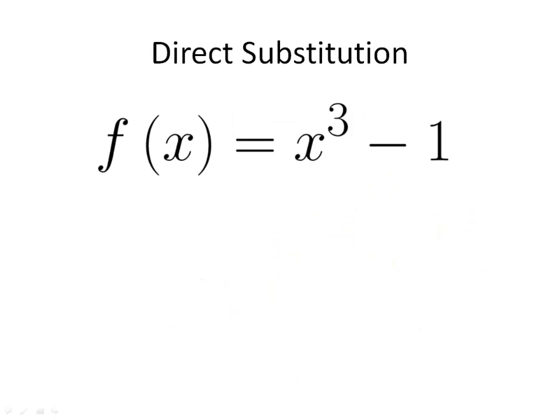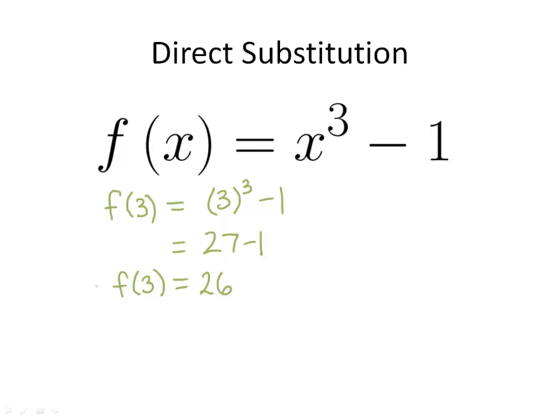Let's consider f of x is equal to x cubed minus 1. If we wanted to look at f of 3, you would just plug in 3 cubed minus 1. 3 cubed is 27. 27 minus 1. So then we know that f of 3 is equal to 26. Okay?